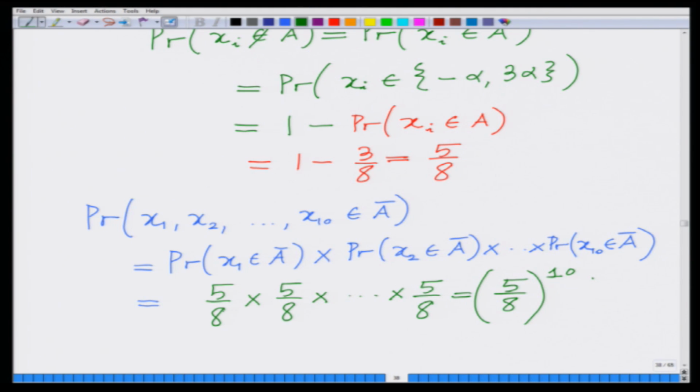So, therefore, now we have answered the question, what is the probability that none of the symbols belong to A, which means all of the symbols must belong to A complement, and the probability of that is 5 by 8 raised to the power of 10.